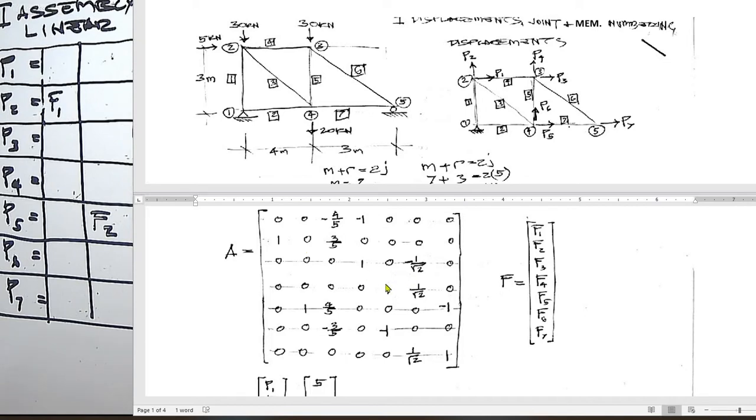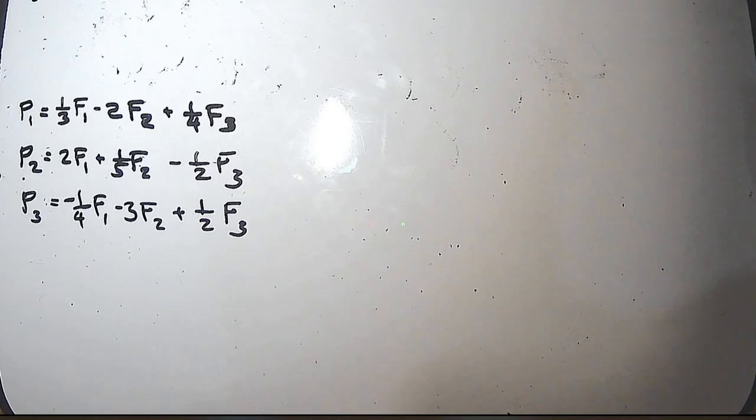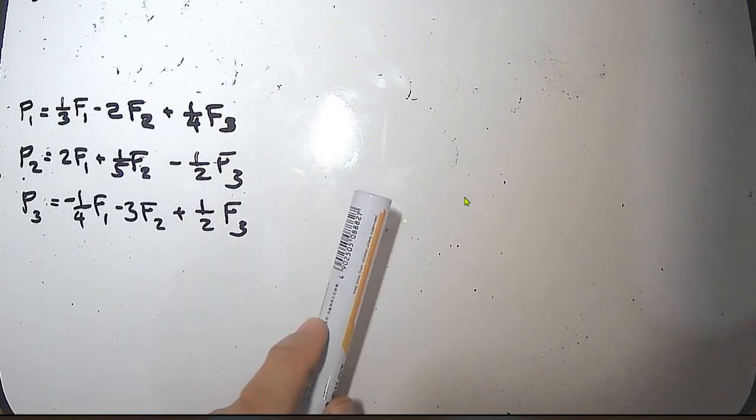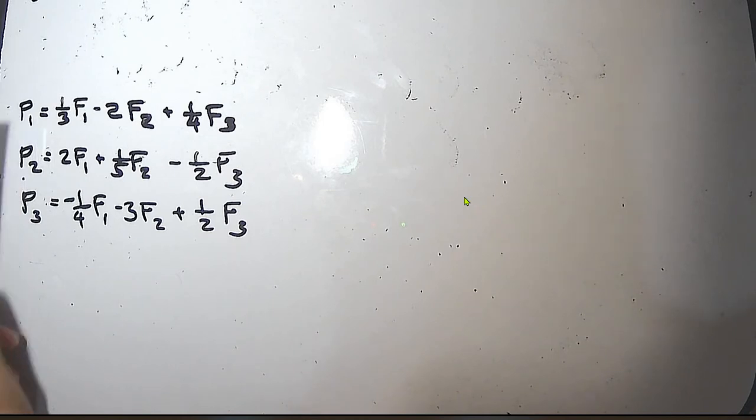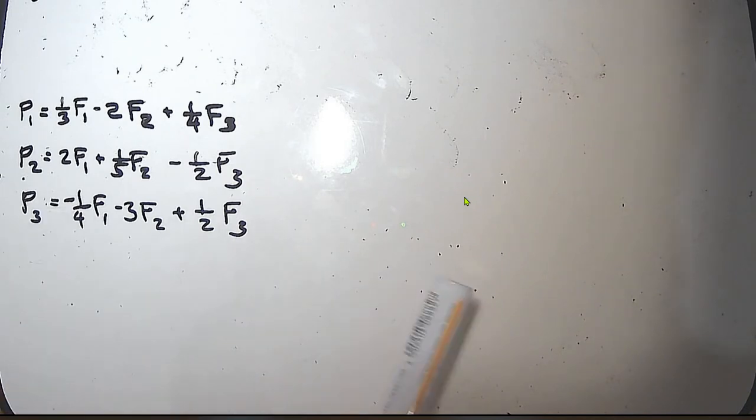But before inputting this to Excel, ilagyan ko lang ng review yung matrix algebra. So let's take a simple linear system with 3 unknowns, 3 equations, no? So 3 unknowns, yan yung F1, F2, and F3. And then you have 3 equations. Equation 1 for P1, equation 2 for P2, and equation 3 for P3.